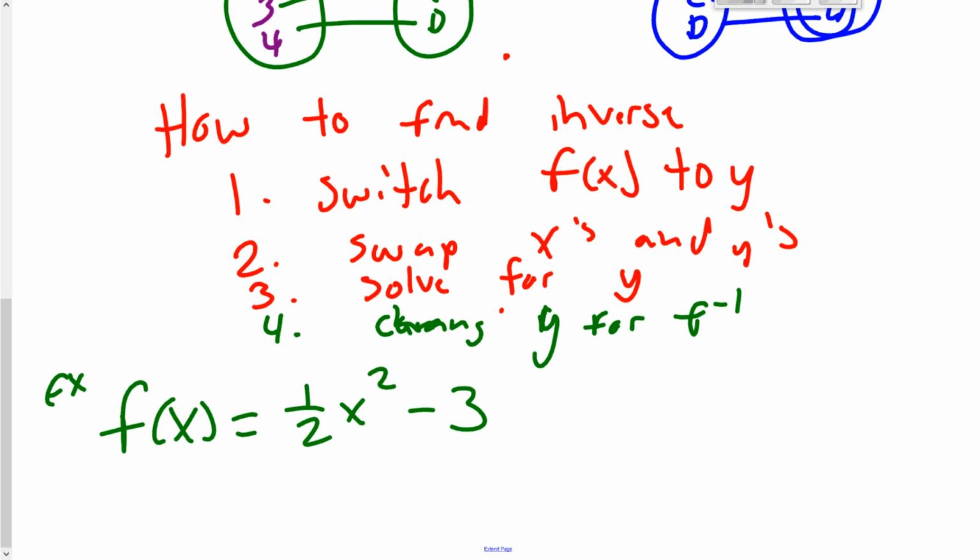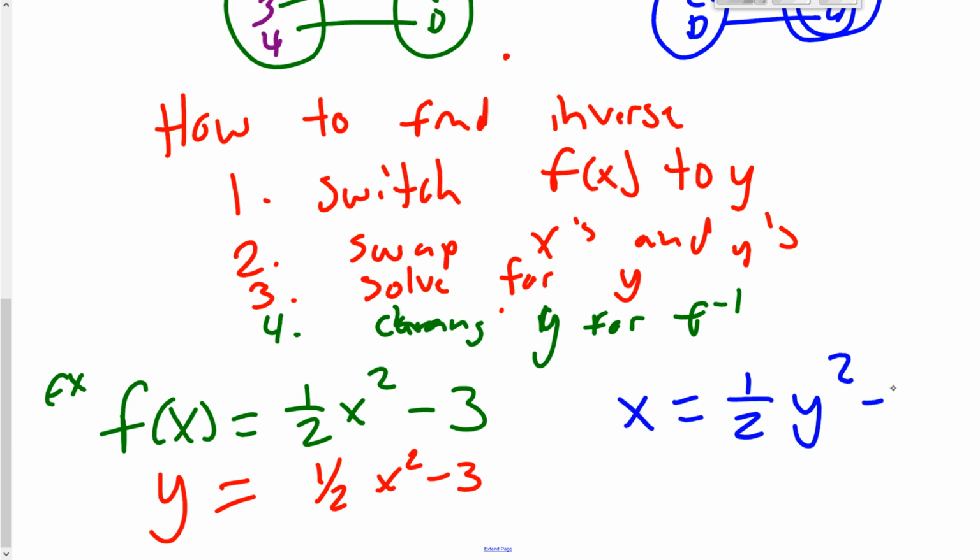Okay, so here's an example. So we could do this two different ways. We could multiply everything by 2 to get rid of that 1/2 first, or we could add 3 first. But first we're going to switch that to y, like we said in step 1. And we're going to switch our x's and y's. So this is going to become x, this is going to become y, and then we're going to solve.